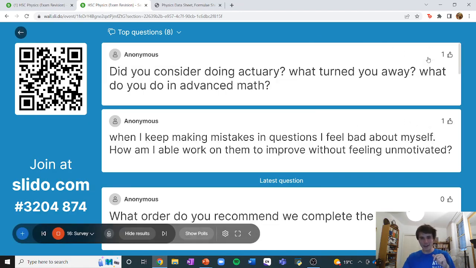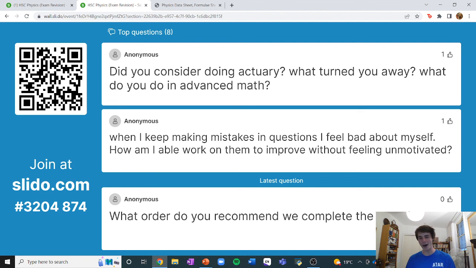Did I consider doing actuary? I feel like most people who are interested in maths consider doing actuary at some point. What turned me away was mostly that I don't like statistics, and it is a lot of statistics. It's also a very specific thing, and one of the beautiful things about maths is it's very open, and it leaves you with a lot of analysis skills and problem-solving skills, whereas actuarial studies also does that to a certain extent, but it teaches you this very specific thing.